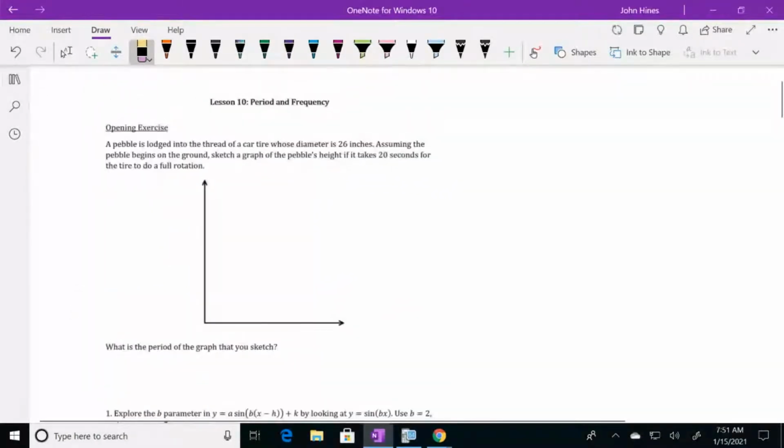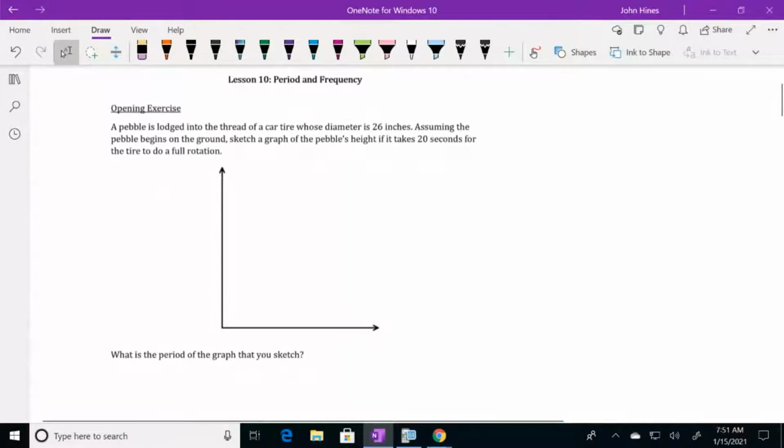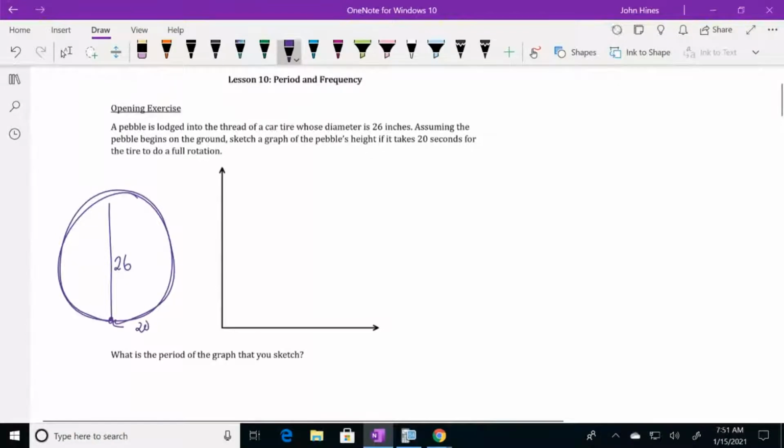So we're in lesson 10 now, period and frequency. So let's try this opening exercise here. A pebble is lodged into the thread of a car whose diameter is 26 inches. So I've got a circle here, right? Assuming the pebble begins on the ground, sketch a graph of the height if it takes 20 seconds to do a full spin. So the pebble starts on the ground here.